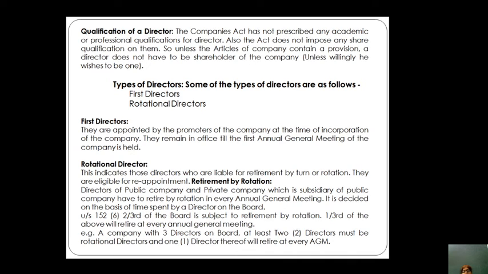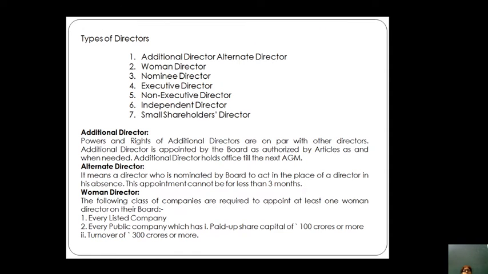Correct? For example, if a company has 3 directors on the board, at least 2 directors must be rotational directors, and 1 director thereof will retire at every general meeting. Correct? So, types of directors. Now, what are the different types? Additional director or alternate director, woman director, nominee director, executive director, non-executive director, independent director, small shareholder director.